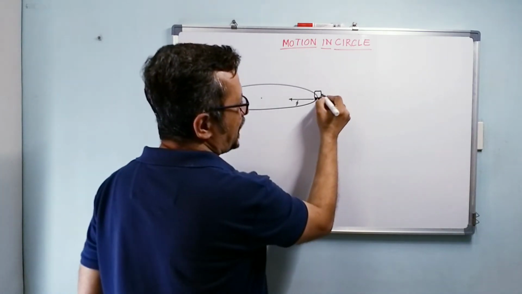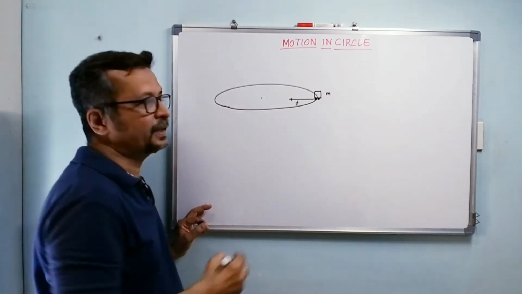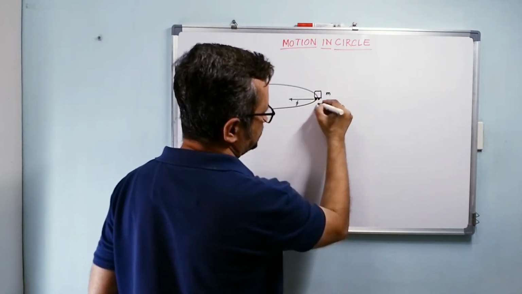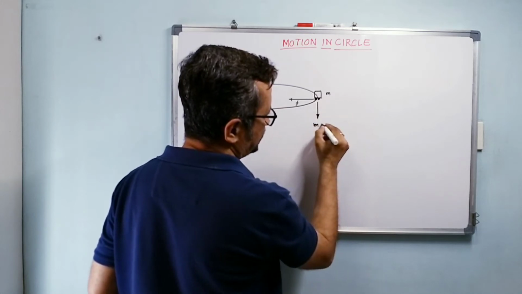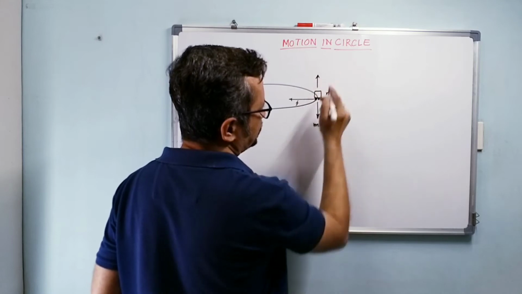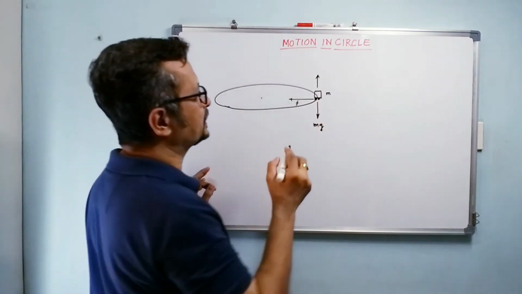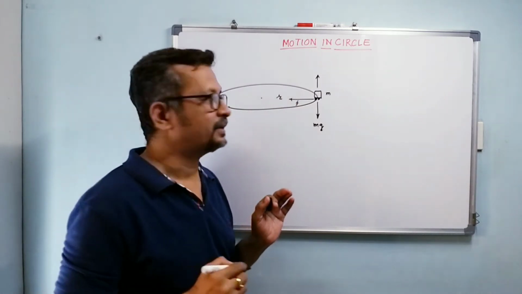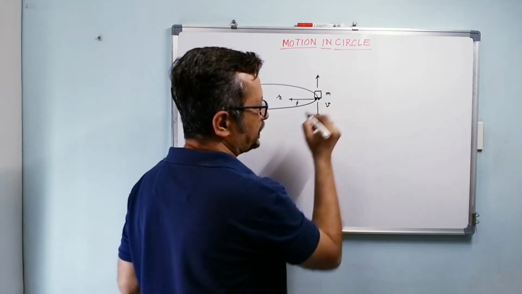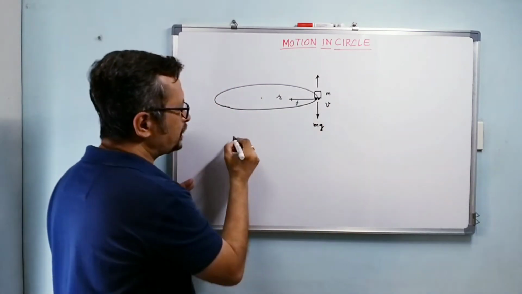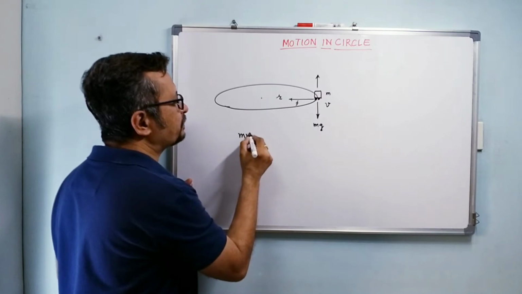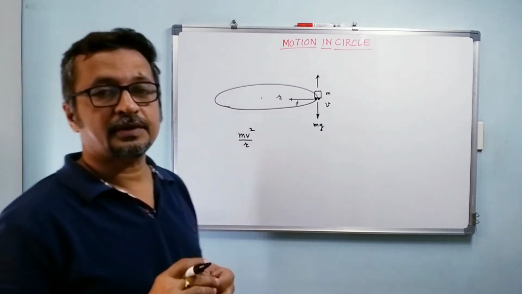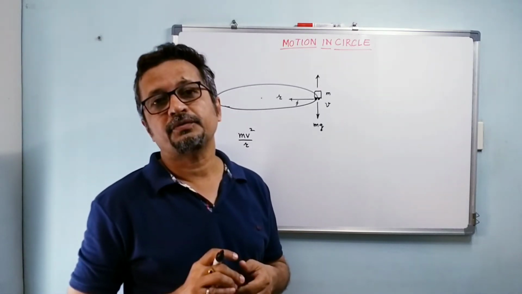Now suppose mass of car is m, then weight acts vertically downwards, mg, and the normal force here would have to be equal to mg, correct? Suppose radius of this curved road is r, and velocity of car is v. Then the centripetal force acting on the car would be mv square upon r. Now that mv square upon r has to be equal to the force of friction.